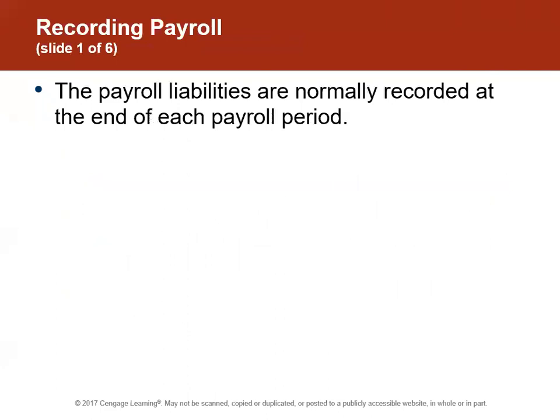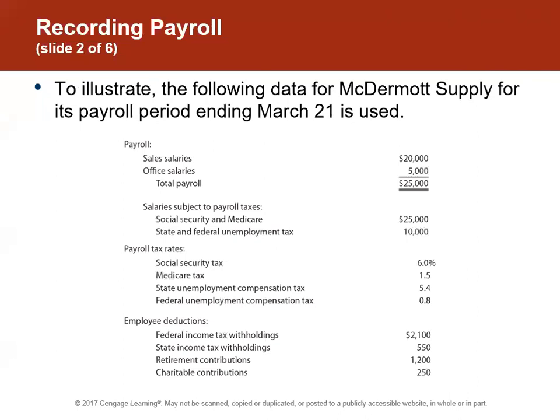So payroll liabilities are normally recorded at the end of each payroll period. And here it's showing payroll period ending March 21st. We have those sales salaries and office salaries for a total payroll of $25,000. And then they tell us those salaries subject to payroll taxes, okay? And then they give us the percentages down here. As you'll see, state unemployment compensation tax is 5.4%, with federal being only 0.8%.